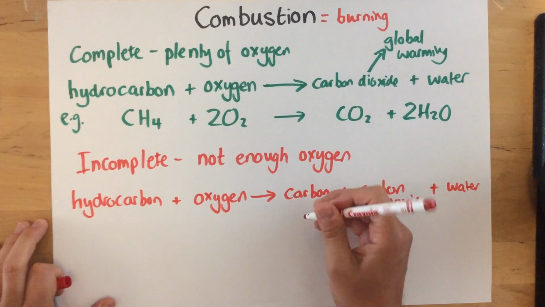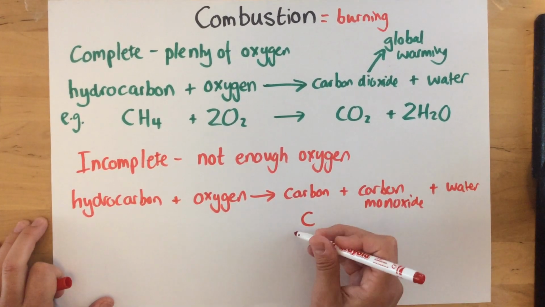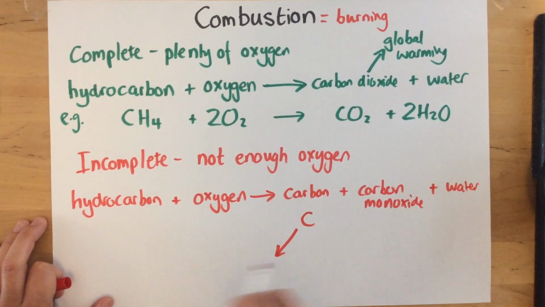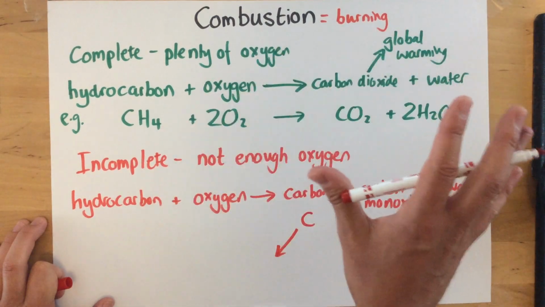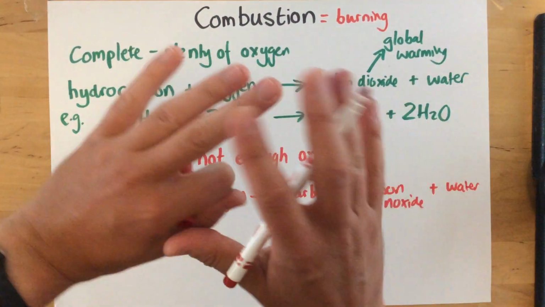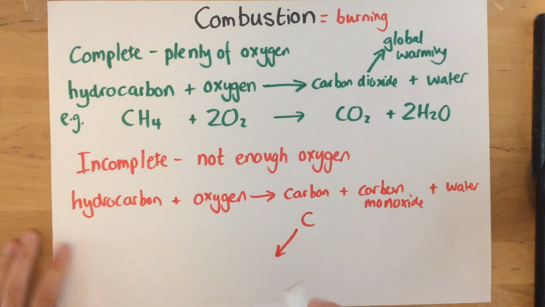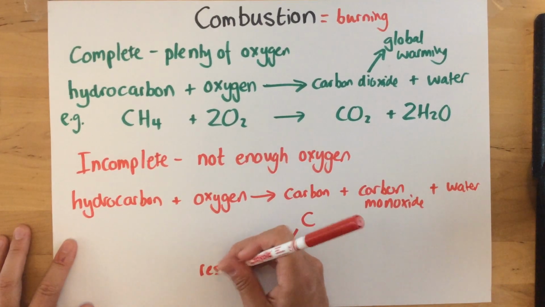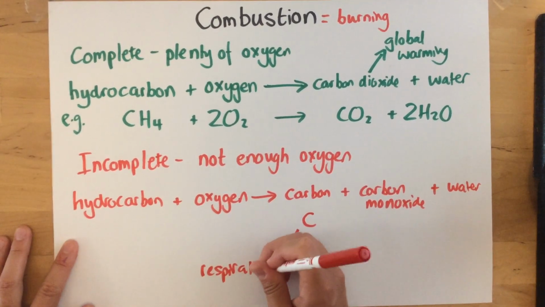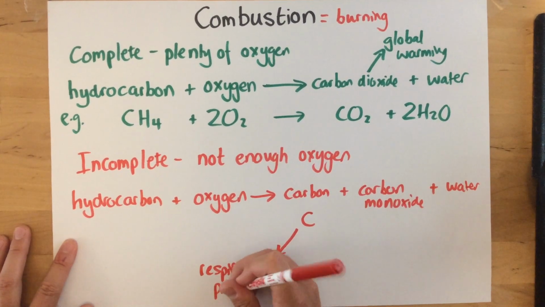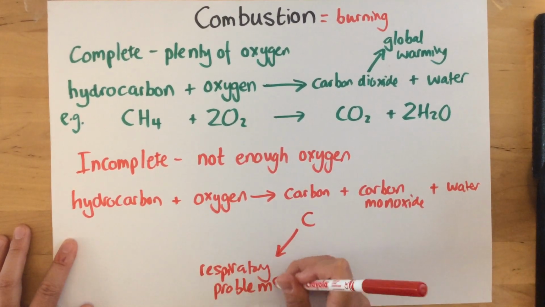Carbon, which is basically like soot. If it gets released, it can go onto buildings and make them really black and dirty. And it can also cause respiratory problems if inhaled by people.